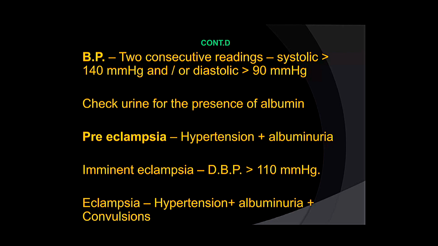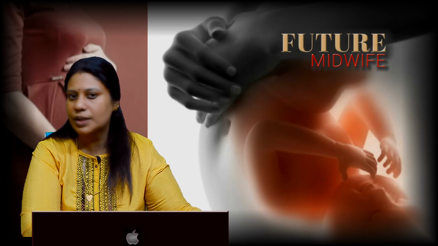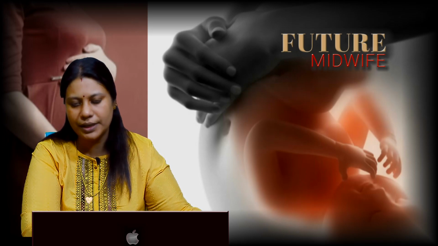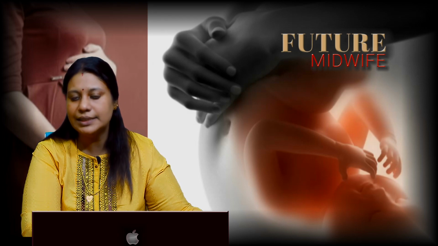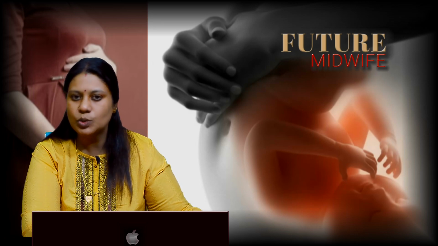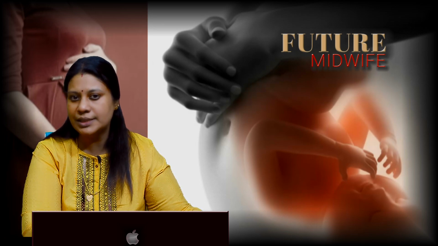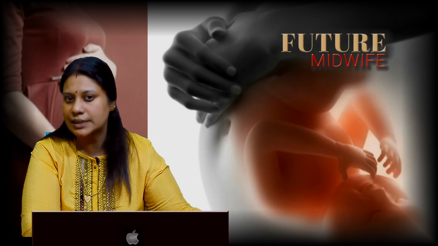In case of preeclampsia, there is hypertension along with albuminuria. In imminent eclampsia, there is diastolic blood pressure more than 110 mmHg. In case of eclampsia, there is hypertension, albuminuria, and along with that there is convulsion also. At each antenatal visit, regular monitoring of weight is very important. Around 11 kg will be gained throughout the pregnancy till term. After the first trimester, there is an increase of 2 kg every month.